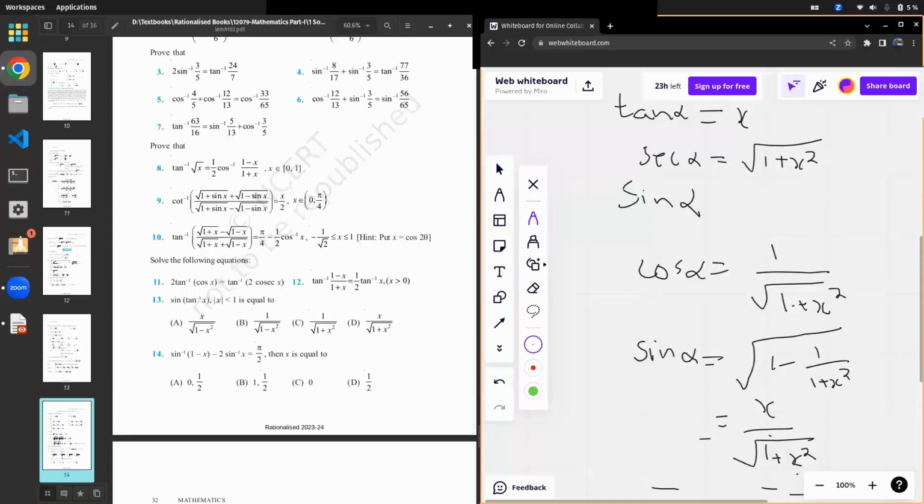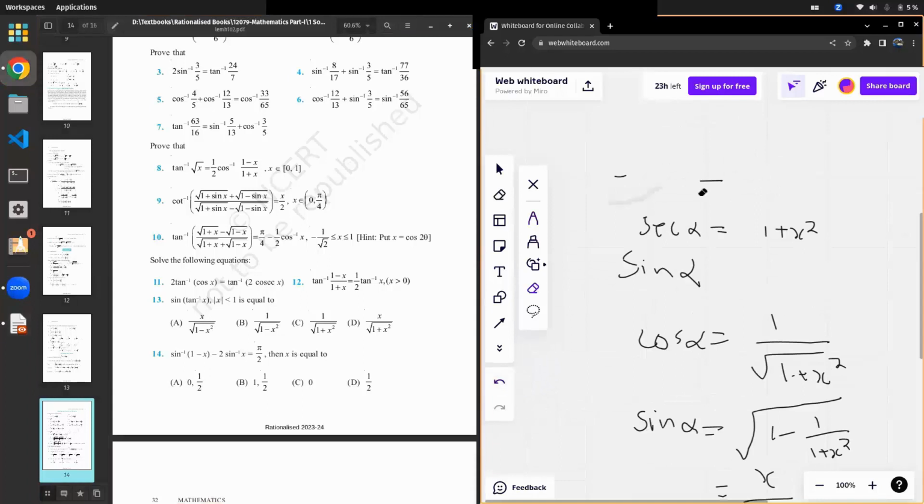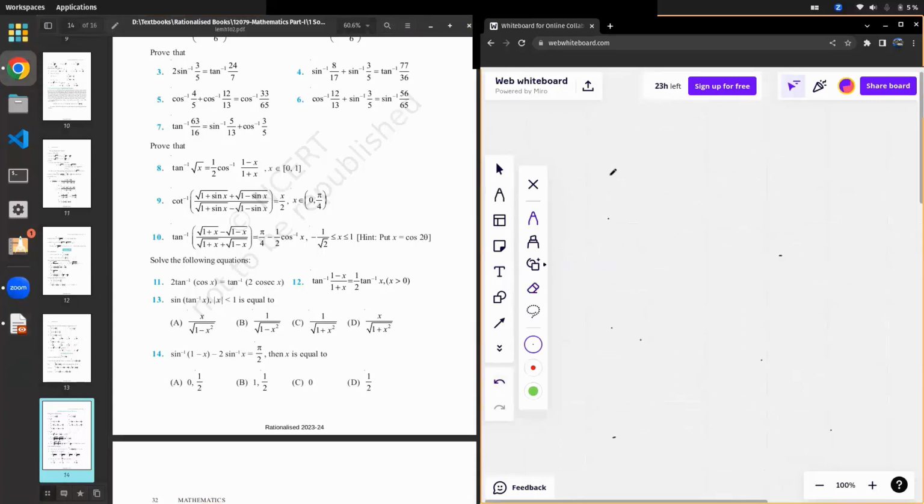So we move to the next question. The next question is sine inverse of (1 minus x) minus 2 sine inverse of x is equal to pi by 2. We have to find the value of x for which this equation holds. First we should think of some substitution which will make the problem easy. So first let me erase the previous question. Assume that x is equal to sine theta. Then we can say sine inverse of (1 minus x) is equal to pi by 2 plus 2 theta, since sine inverse of sine theta is equal to theta.